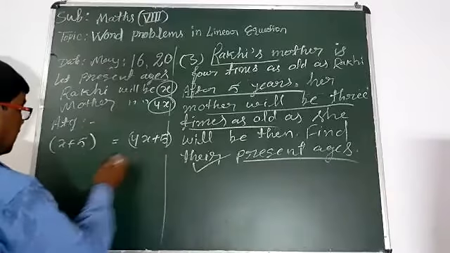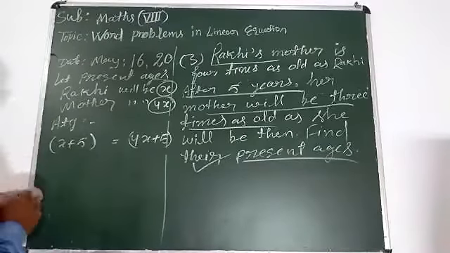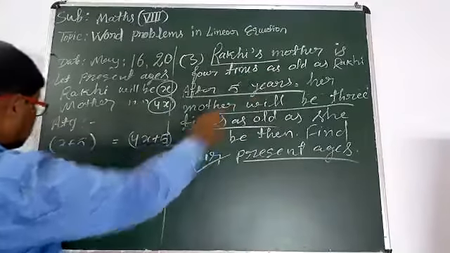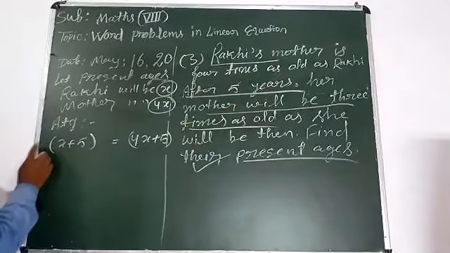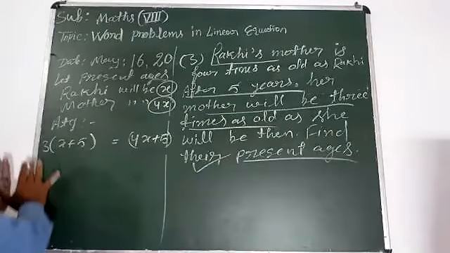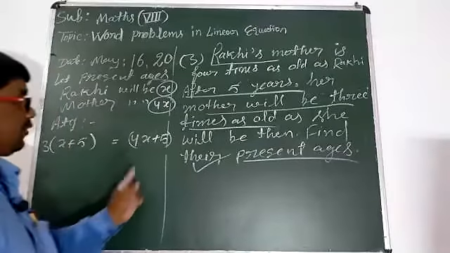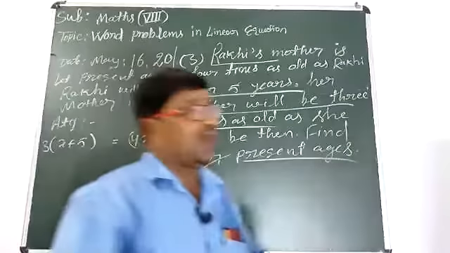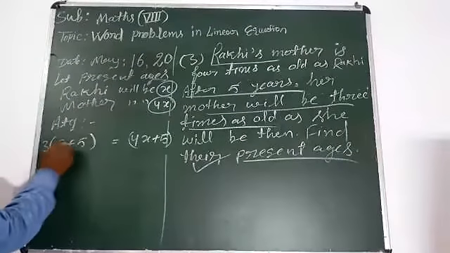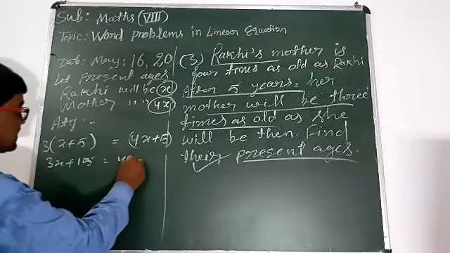If we show these two expressions as equal, that is wrong, because her mother will be 3 times. So we should multiply Rakhi's age by 3. Now that is the right statement: 3 into (x plus 5) equals 4x plus 5. Now solve it: 3x plus 15 equals 4x plus 5.